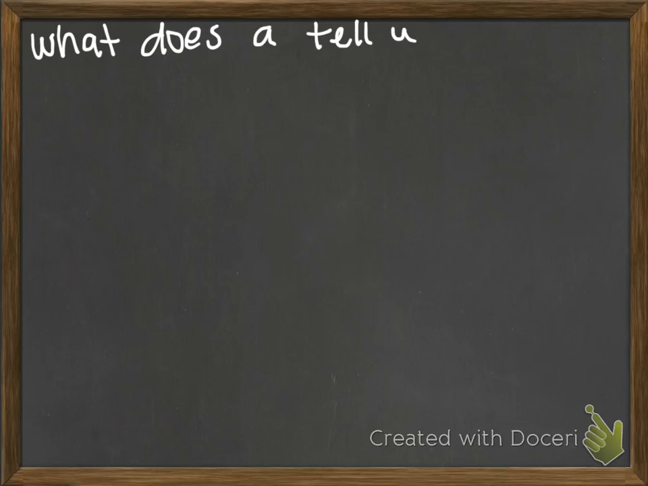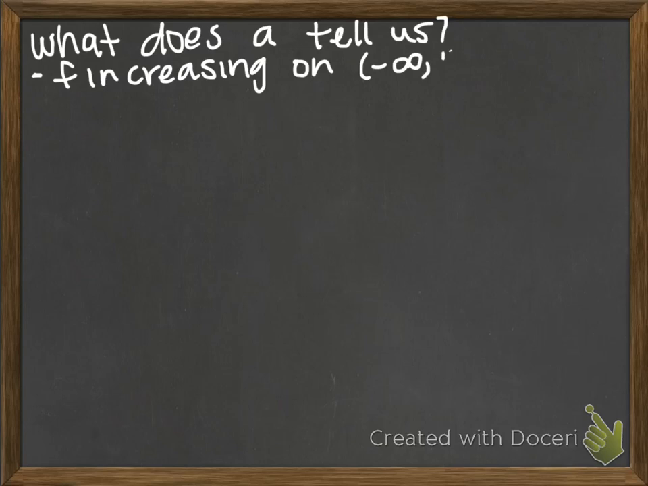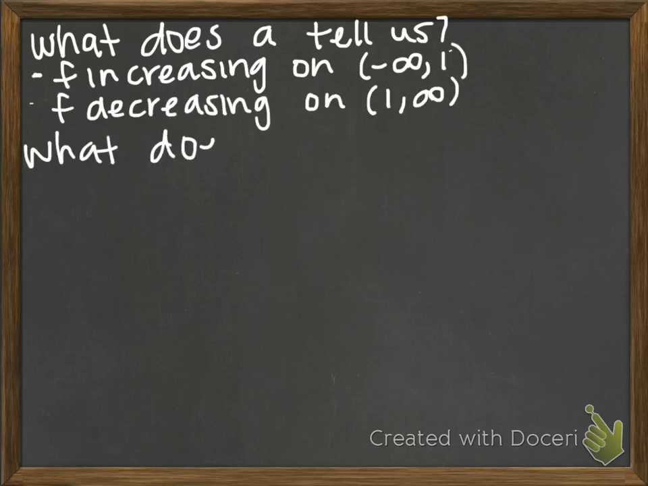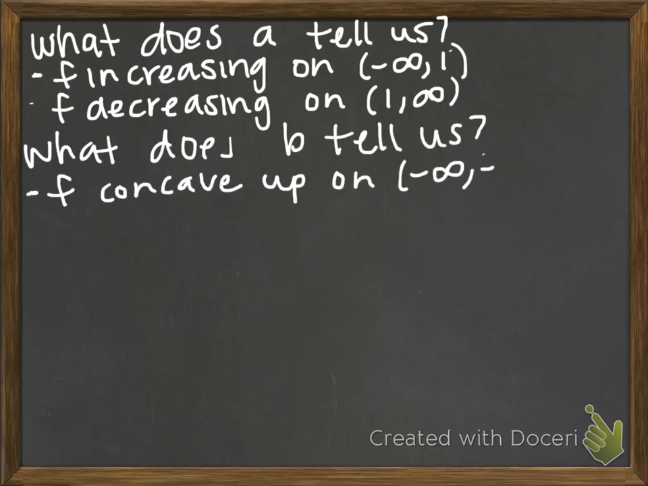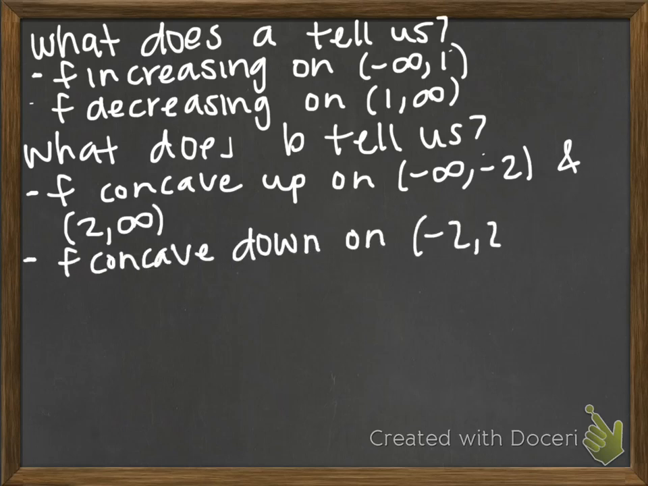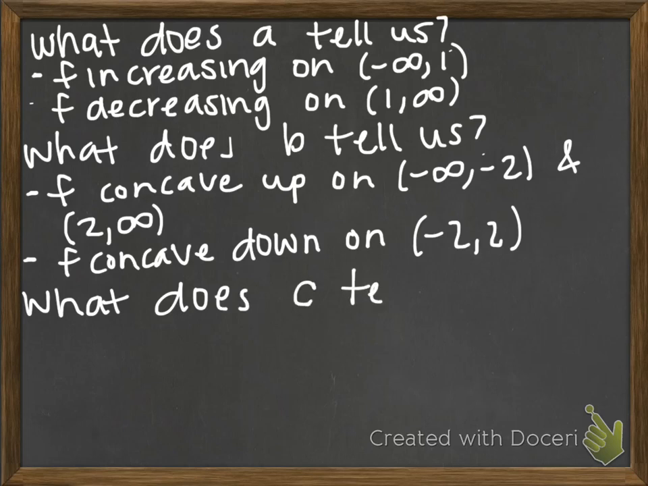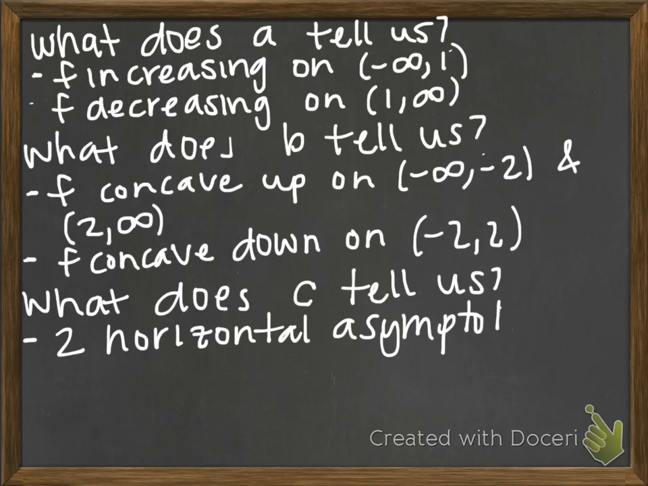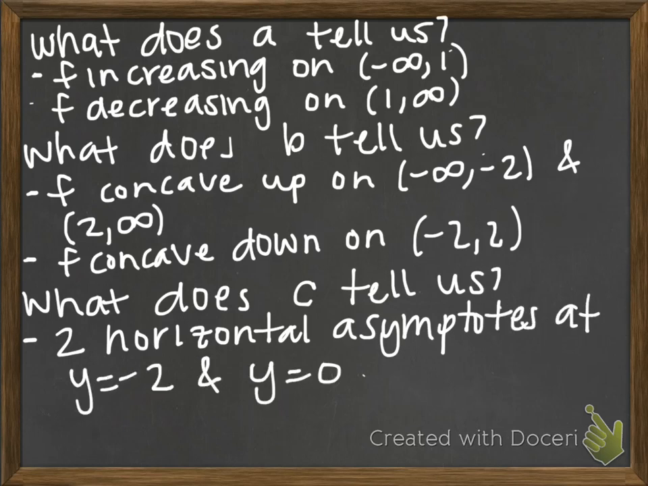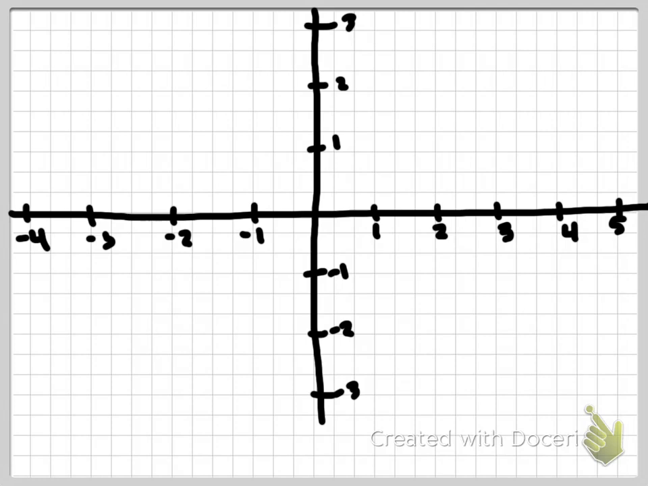All right, let's look at what part A tells us. Part A tells us that f is increasing on negative infinity to 1 and decreasing on 1 to infinity. B tells us that f is concave up on negative infinity to negative 2 and 2 to infinity, and concave down on negative 2 to 2. And part C tells us that there are horizontal asymptotes, one at y equals negative 2 and one at y equals 0. The first thing we should do is draw horizontal asymptotes.